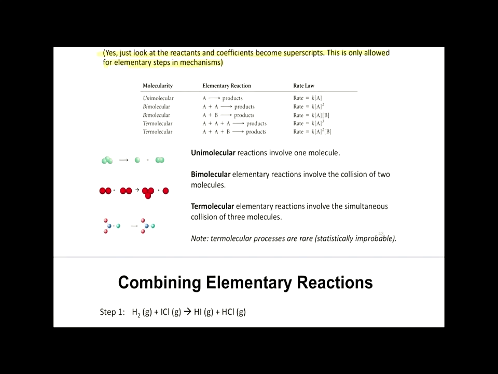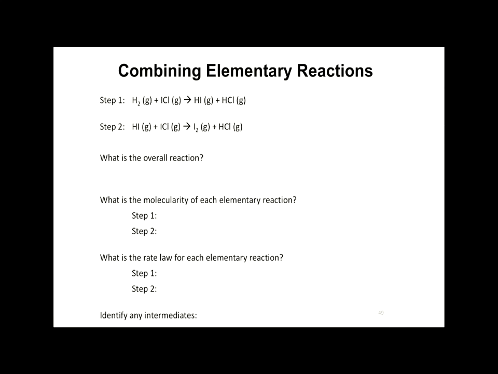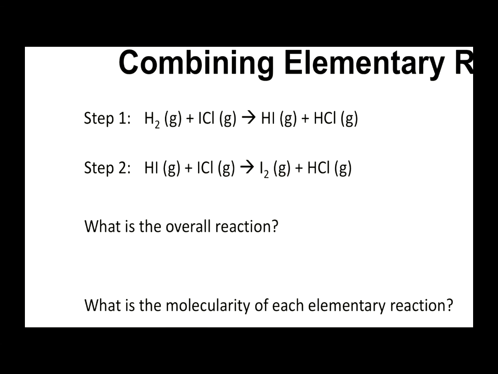Okay, so let's actually practice it. I told you I'm never going to make you come up with a mechanism. So here is a mechanism I'm giving you. I want you to interpret it. So here's step 1 and step 2. Let's get the overall reaction first. So let's look at these 2 steps. H2 combining with ICl gives us these things. HI combines with ICl to give us those things. Is there anything that can cancel?